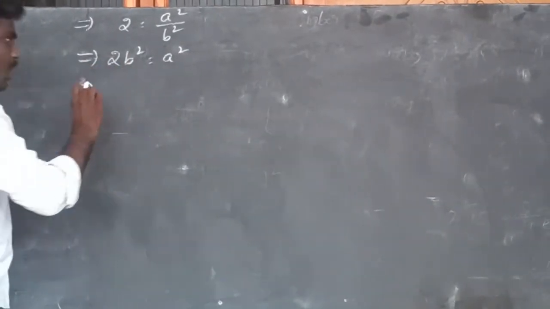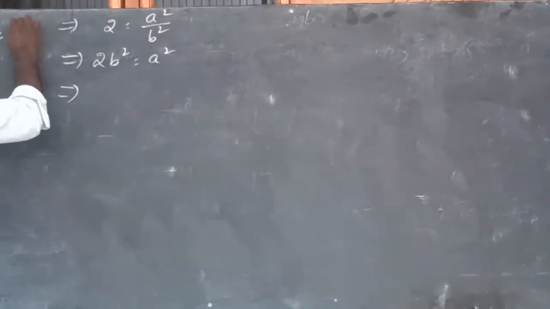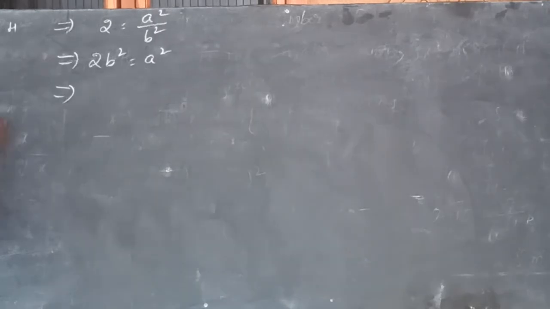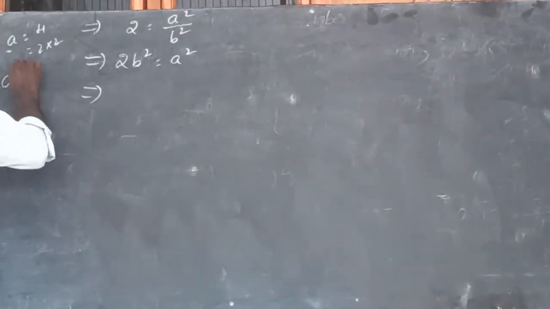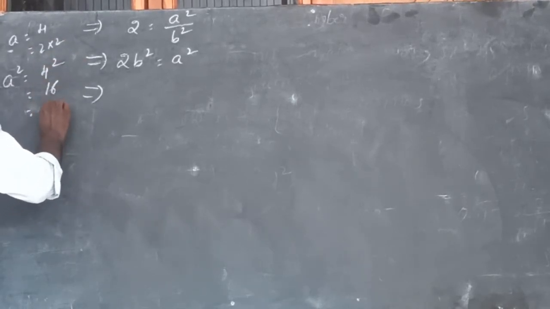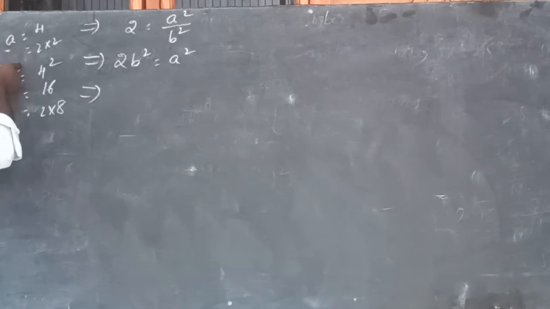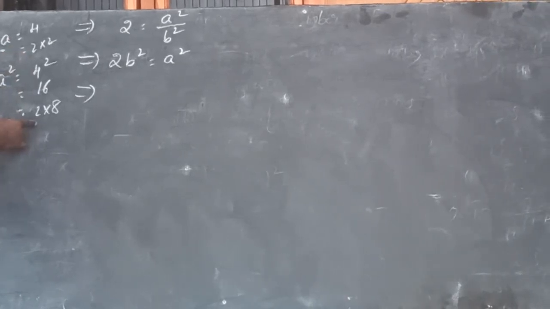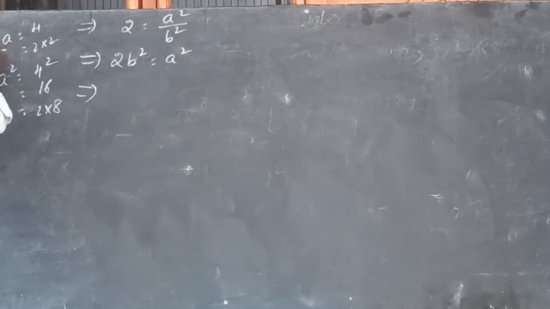Now, how? For suppose a is equal to 4. 4 we can write as 2 into 2. Its square, a square, means 4 square. That means how much? 16. 16 we can write as 2 into 8. Okay, if a is a multiple of 2, its square is also a multiple of 2. Its reverse now: if a square is a multiple of 2, then a is also a multiple of 2.